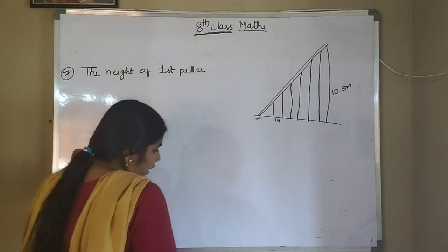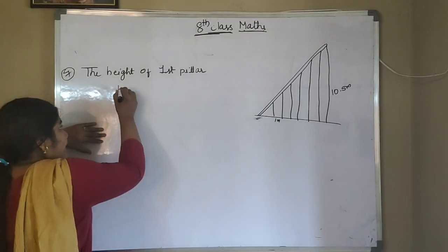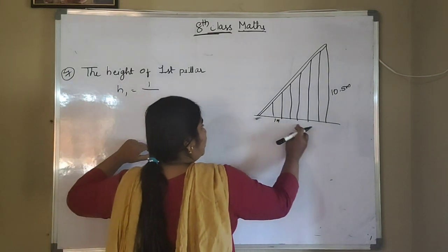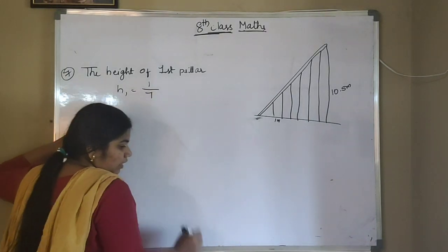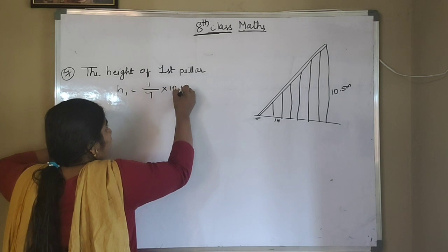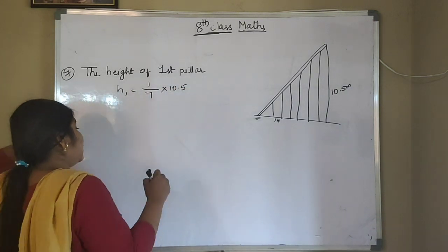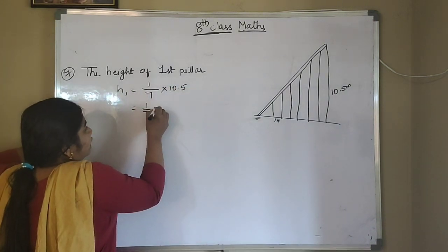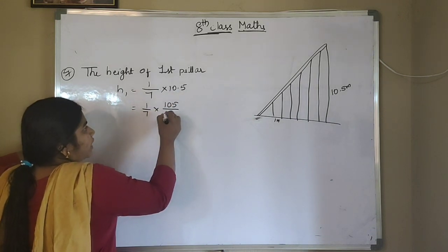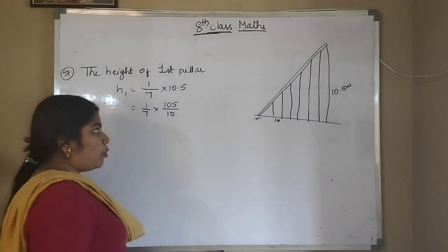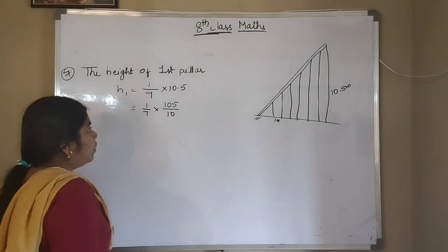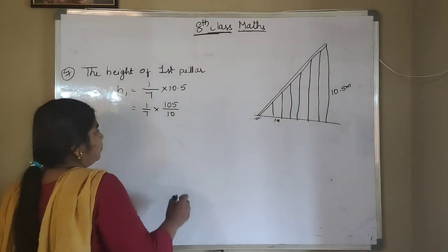How to find the height of the first pillar? I am taking it as H1. I am finding for the first pillar, and in total how many pillars are there? 7 pillars, into the last pillar height, that is 10.5. So 1 by 7 into 10.5, you can write in the form of 105 by 10. After the point you have only one number, so in the denominator I am taking only one 0.